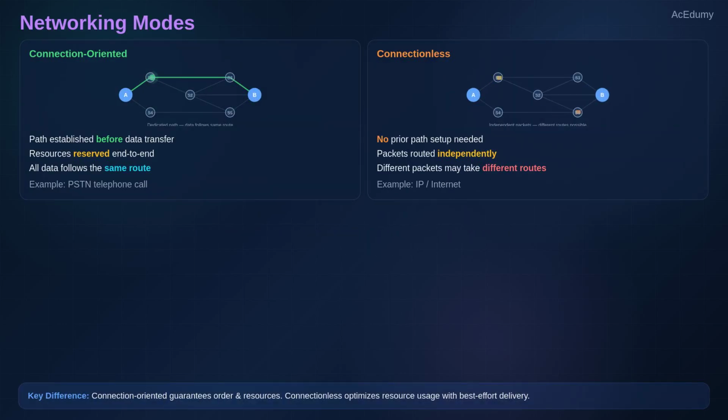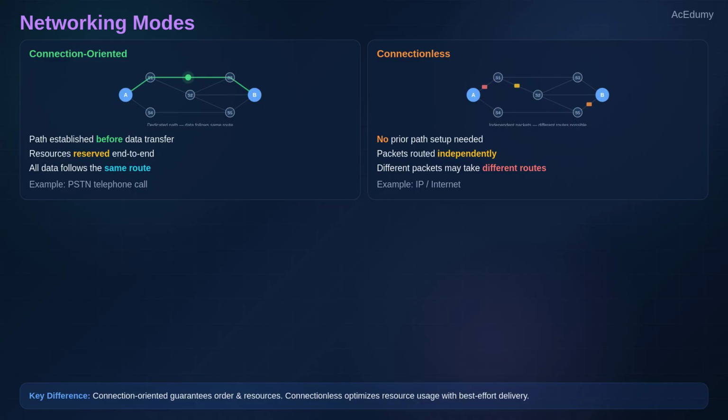Welcome back. In the previous lessons, we covered all the major transmission media: twisted pair, coaxial cable, microwave, satellite, and fiber optics. Now comes a fundamental question. Once we have these physical links, how do we actually establish a communication channel between two endpoints?